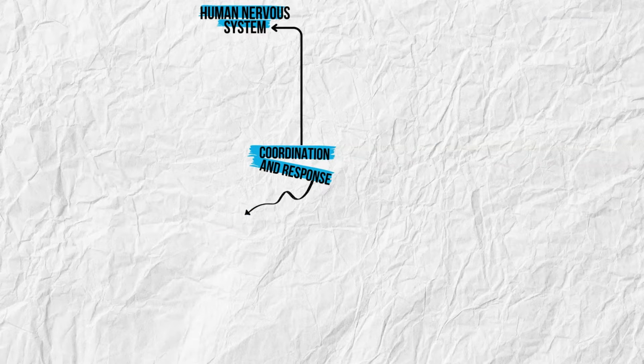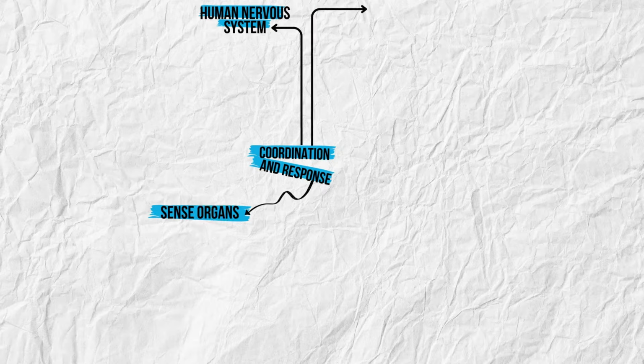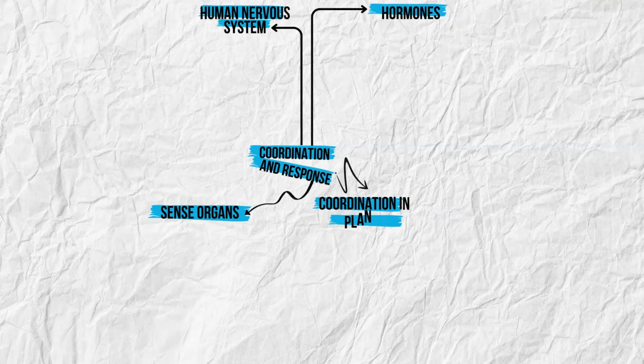This chapter is important. It's one of those chapters that can easily give you full marks, if you follow the logic. It has 4 topics. Number 1, human nervous system. Number 2, sense organs. Number 3, hormones. Number 4, coordination in plants.